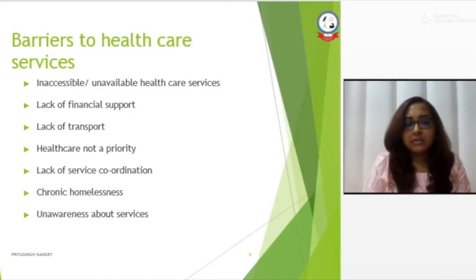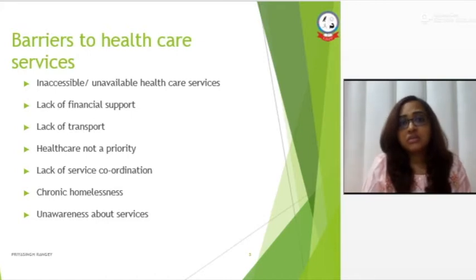The other barrier which we face is the lack of financial support, because India is still a developing country and we need to contribute finances to different sectors. It becomes quite difficult to give more financial resources to the healthcare services. Hence, there is lack of financial support as well.